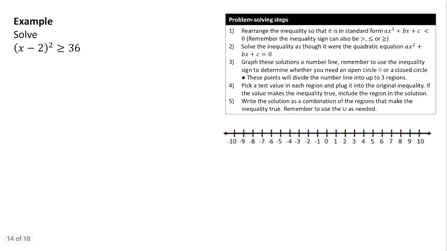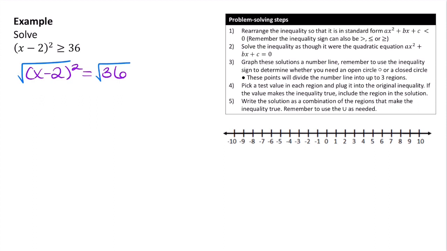So now let's try this example. We have (x - 2)² is greater than or equal to 36. So to solve this, I'm going to write the corresponding equation, (x - 2)² = 36. Well, here the square term is already isolated, so I can solve by taking the square root of both sides.